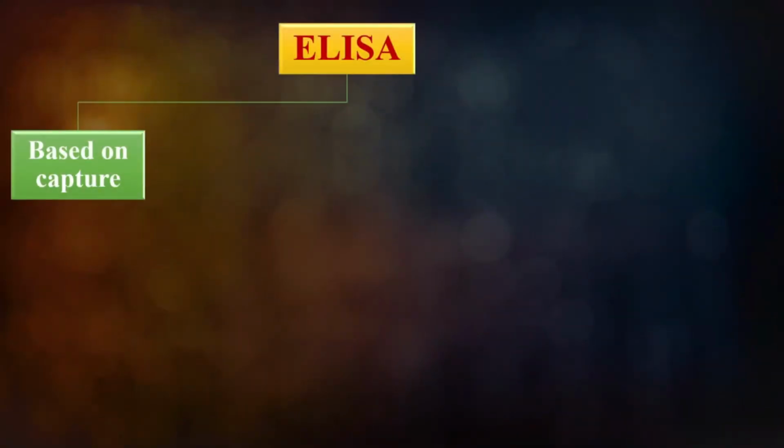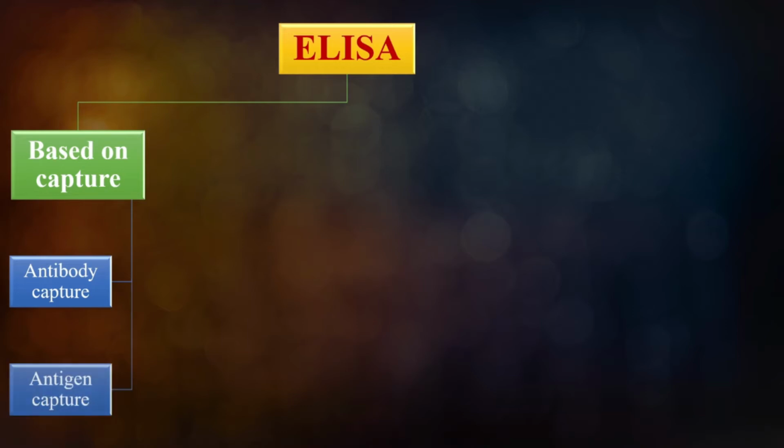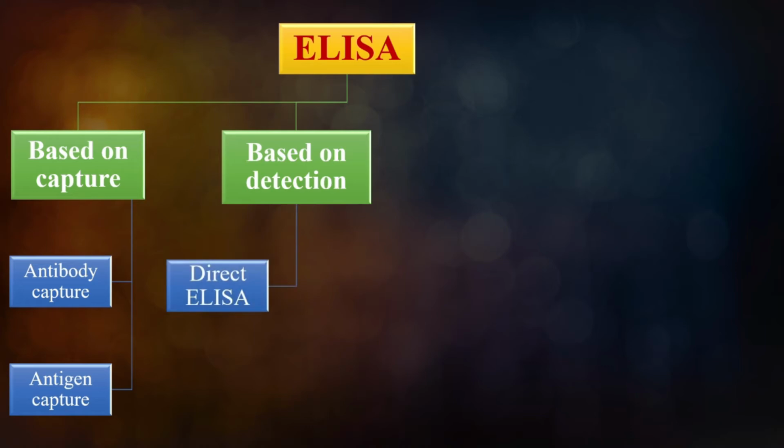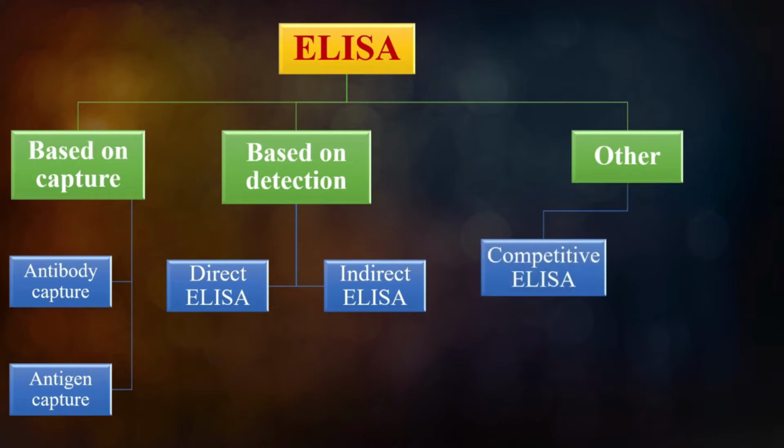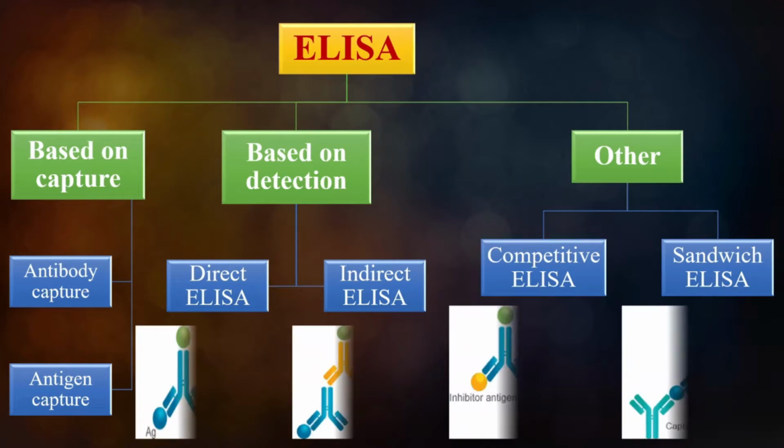ELISA is classified according to the way in which the target antigen is captured and detected. Based on the capture, there are two methods: antigen capture ELISA and antibody capture ELISA. Based on the detection: direct ELISA and indirect ELISA. Apart from these, there are two special methods of ELISA: competitive ELISA and sandwich ELISA.